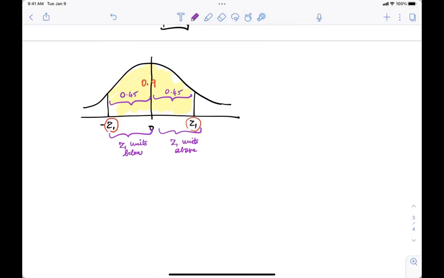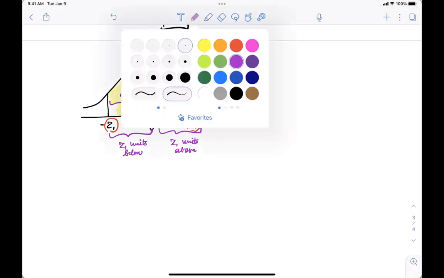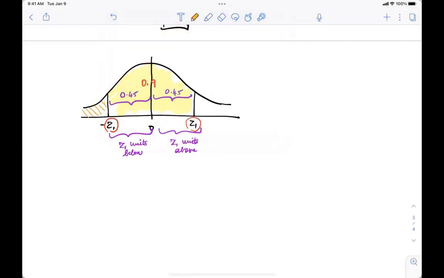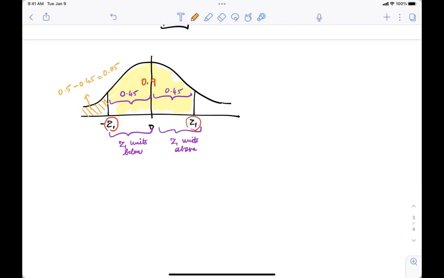Once you split it that way, you know that the area to the left of minus Z1 is going to be 0.5 minus 0.45, which is equal to 0.05. So the area to the left of minus Z1 will be just 0.05. Similarly, the area to the right of Z1 will be 0.05. And that way, 0.45 plus 0.05 is equal to half, half of the area to the right of the mean. And then we have half of the area to the left of the mean.